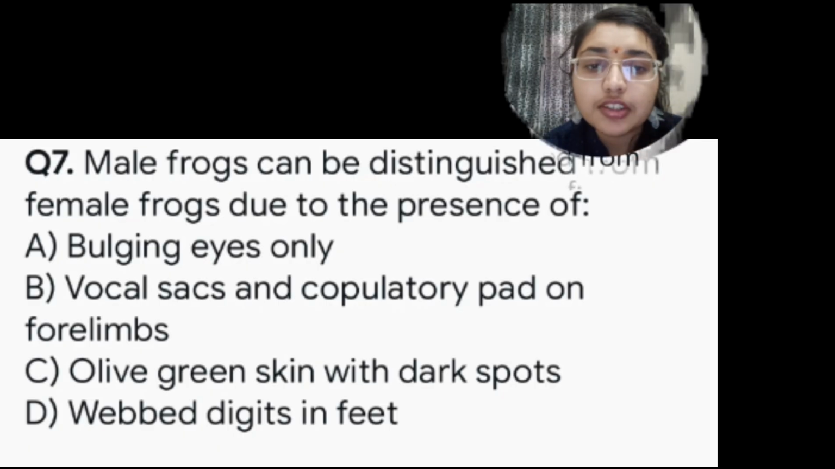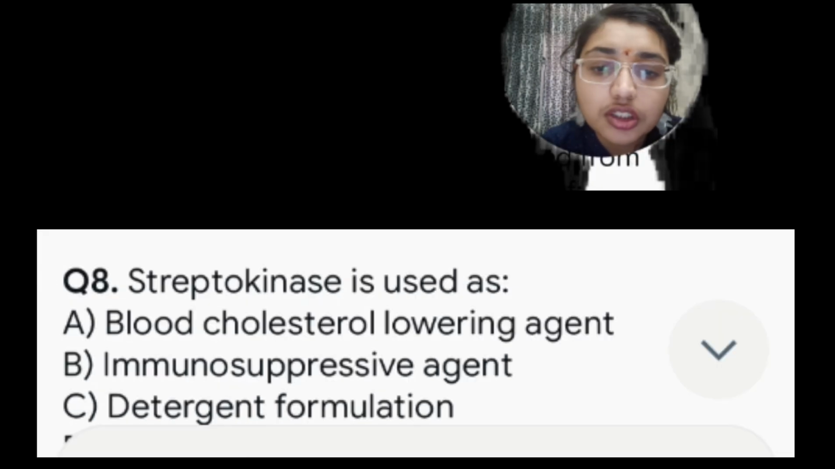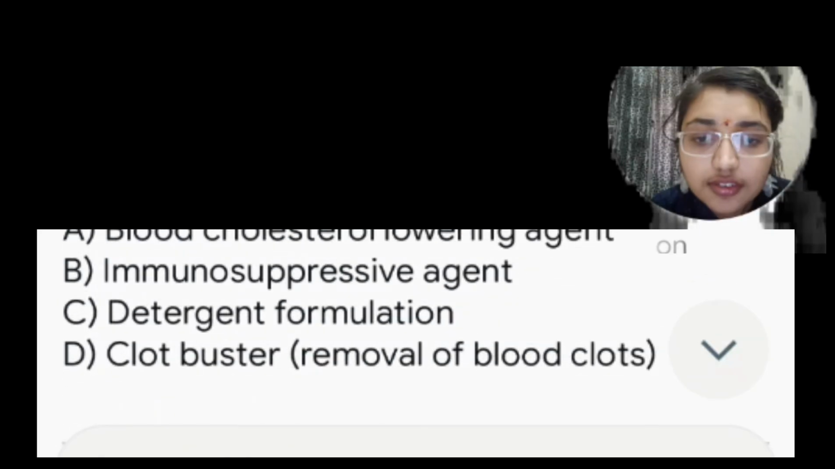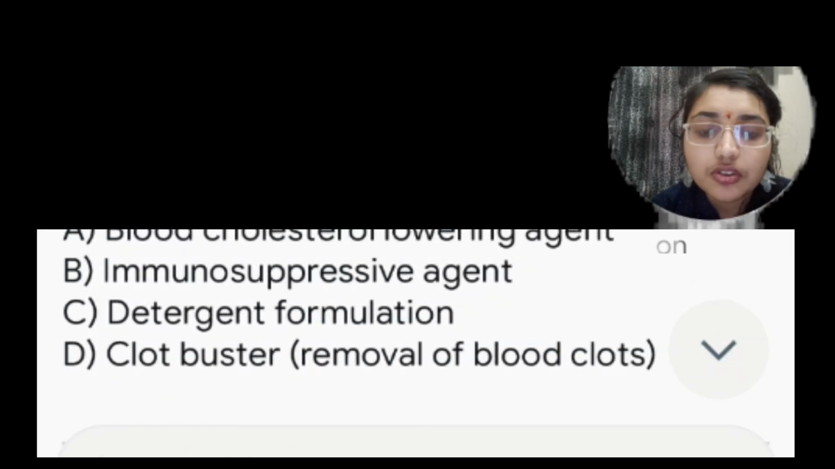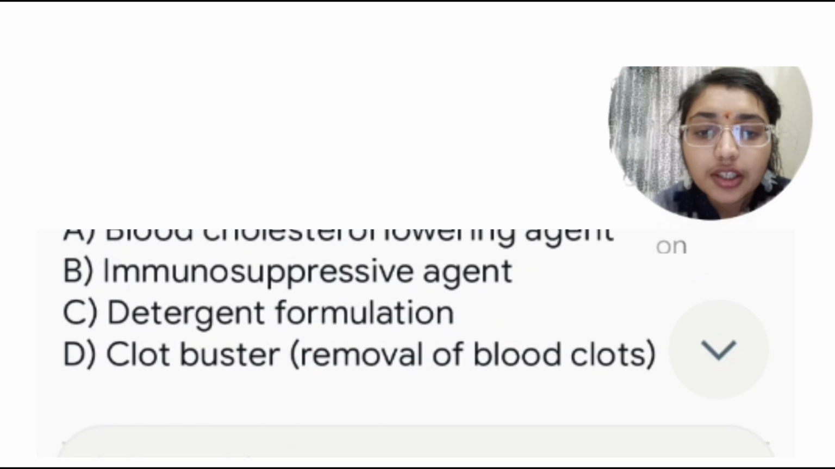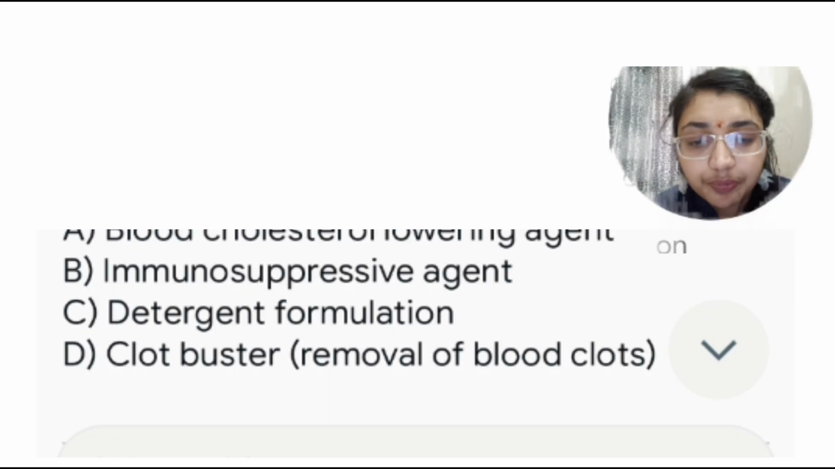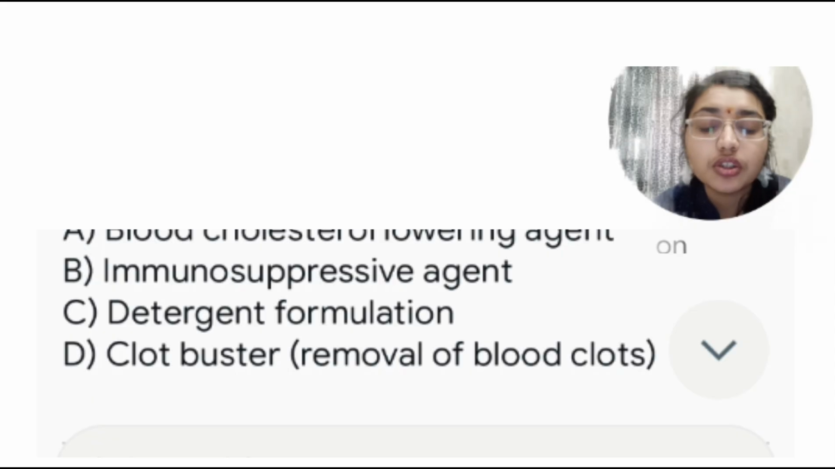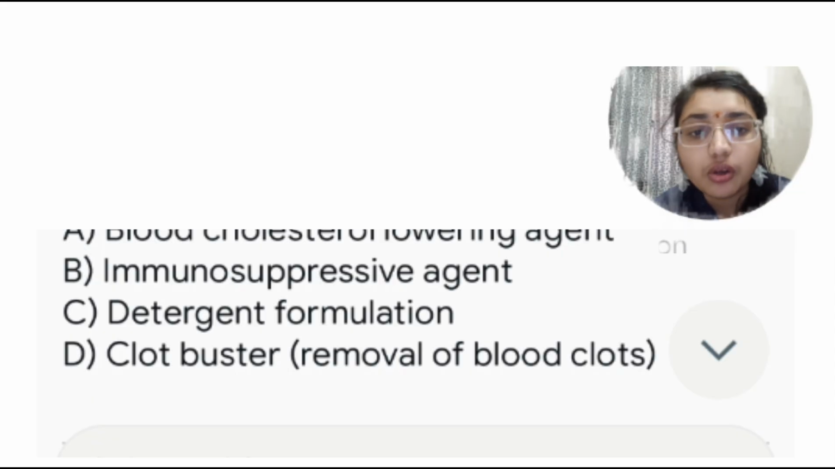Male frog can be distinguished from the female frog due to presence of the vocal sac and the cupulatory pads on the forelimb. Next question is, streptokinase is used as option A blood cholesterol lowering agent, B immunosuppressive agent, option C is detergent formulation, and D is the clot buster, that is removal of the blood clot. So here the streptokinase is used in the removal of the blood clotting, that is the clot buster.